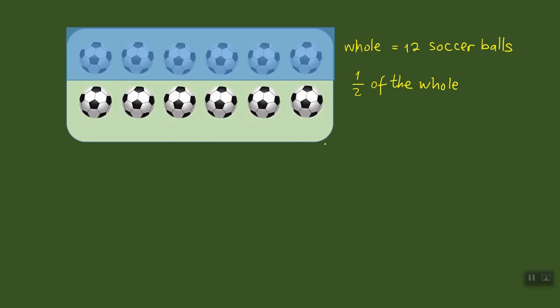Half of the whole here contains how many balls? Yes, that is 6 balls. Half of the whole contains 6 balls. So we can say half of the whole can be changed into 12 soccer balls, because the whole is 12 soccer balls. So half of 12 soccer balls is equal to 6 soccer balls.